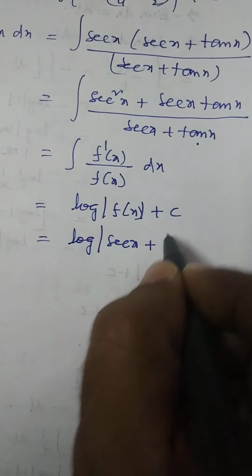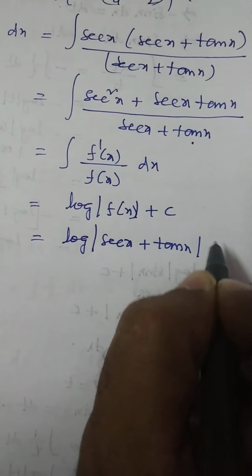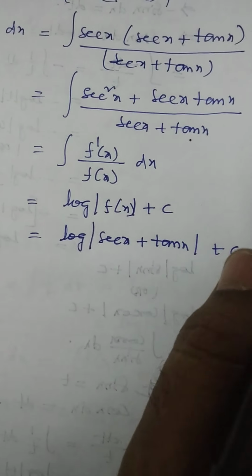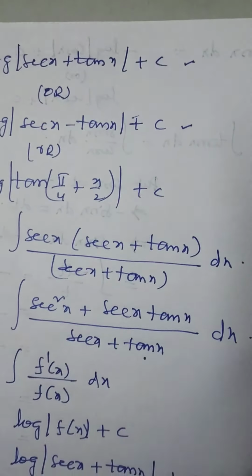Secant x plus, f of x is what? Secant x plus tan x plus c. Now the second one, how are we going to get it? This one we got. The second one, how are we going to get here?